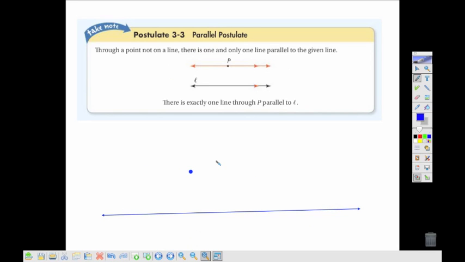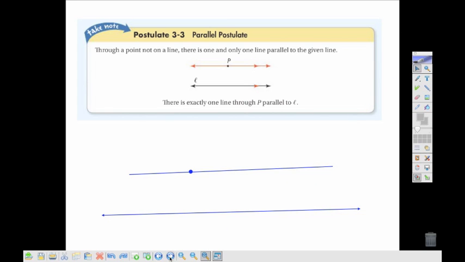Before we go further with that, I'm going to talk briefly about the parallel postulate. The parallel postulate tells us that if we have a point and a line, and we want to make a line parallel to this one that crosses through this point, then there's exactly one way we can draw it. We can't get more than one and say that they're both parallel. There's exactly one line that passes through there.